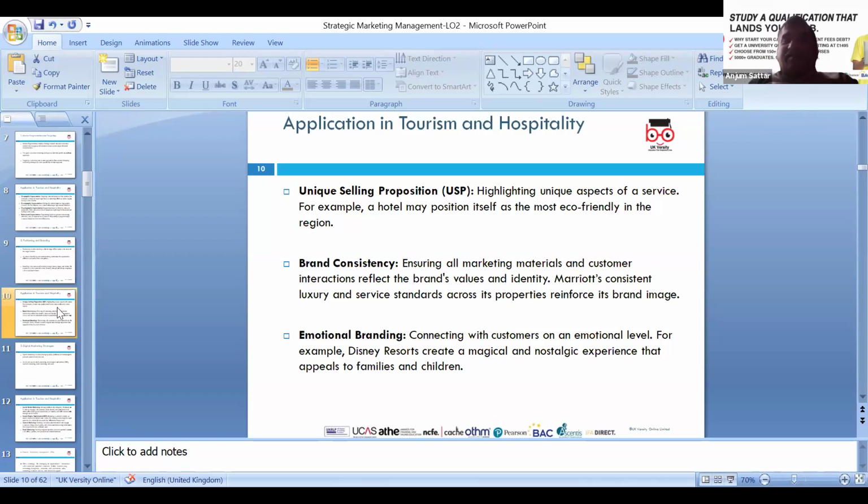So brand consistency is ensuring all the marketing material and customer interactions reflect the brand value and identity, like Marriott consistently ensures the service standard across. So we have to think about, in Pakistan or in other parts of the world, especially in Asian markets, ISO, the International Organization for Standardization, which gives certifications like 9000, 14000, different certifications, which are about what you are saying. Same thing, same thing you are doing.